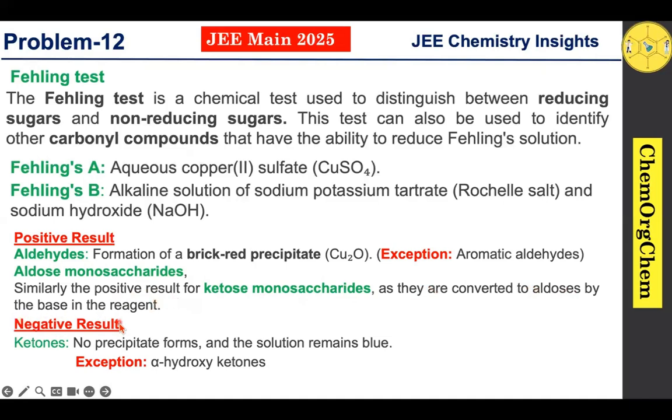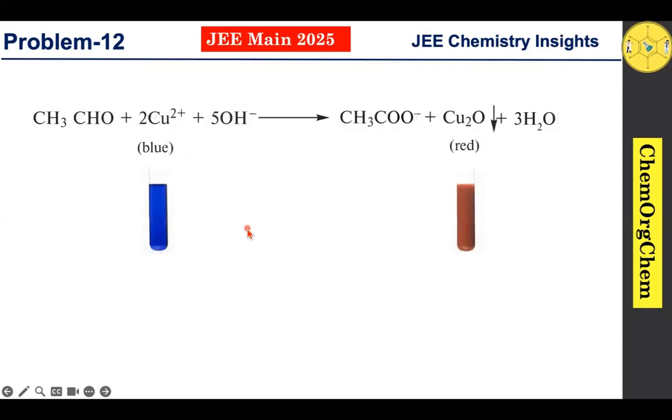In the case of a negative result, all ketones give a negative result: no precipitate forms, and the solution remains blue. There is one exception: alpha hydroxy ketones give a positive result for the Fehling test. Let's see one example. When acetaldehyde is treated with Fehling A and Fehling B under heating, it readily produces a brick red precipitate of cuprous oxide, which means it gives a positive result for the Fehling test.